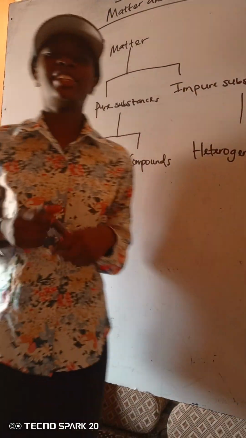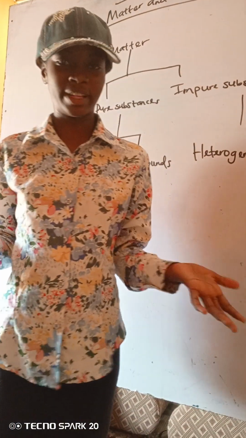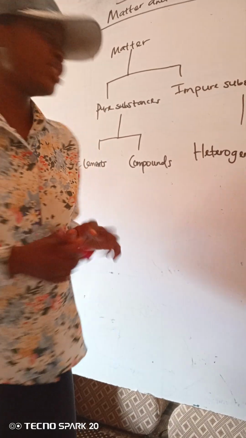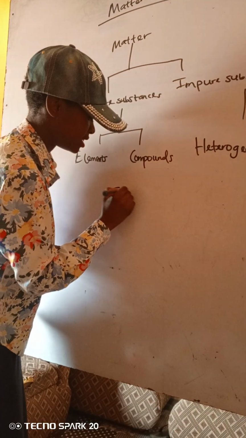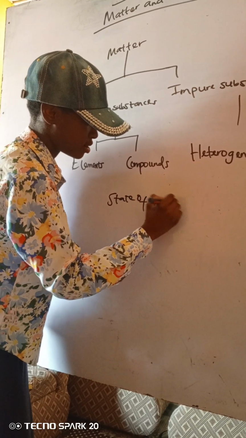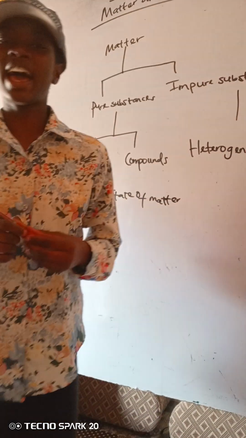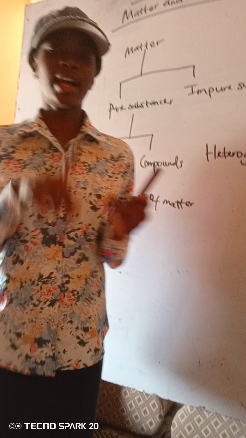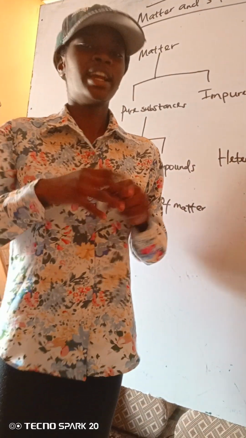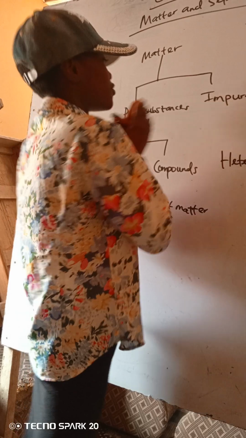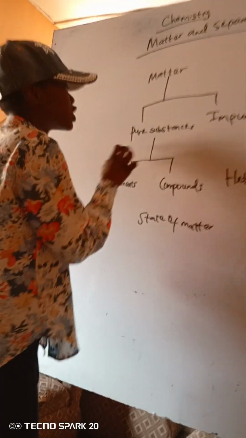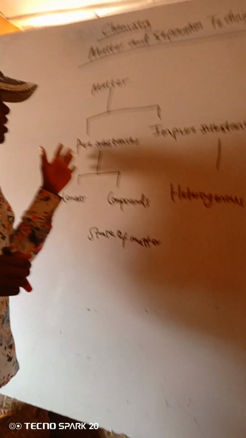Now we also have the classification of matter based on its physical properties, and that is concerned with the state of matter. The state of matter or the form in which matter exists, which is solid, liquid, and the gaseous state. I believe you understand. Now let's go into each form of matter by defining them and understanding them. The first one, pure substances.